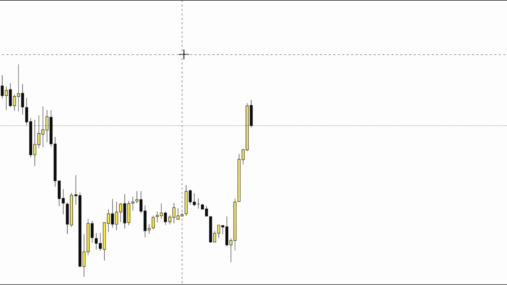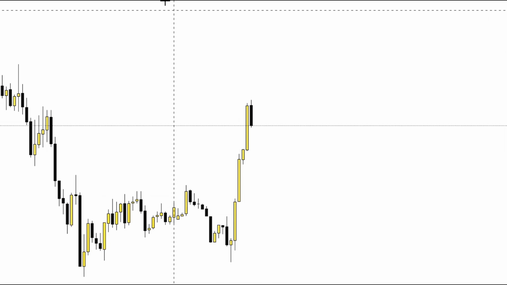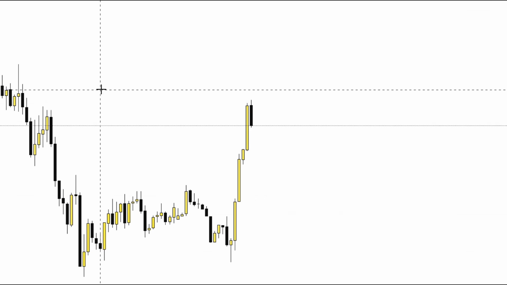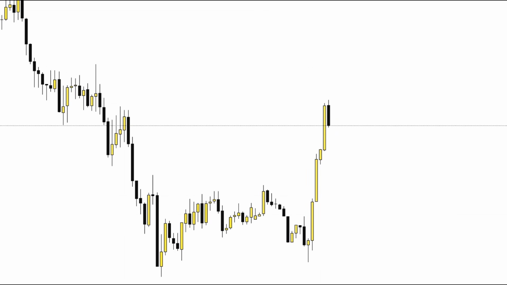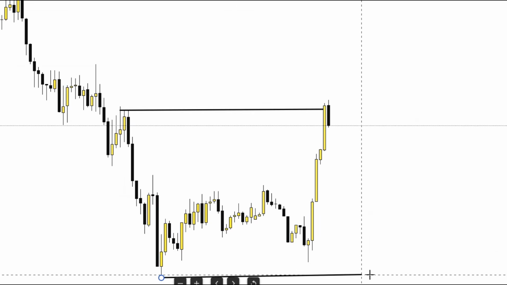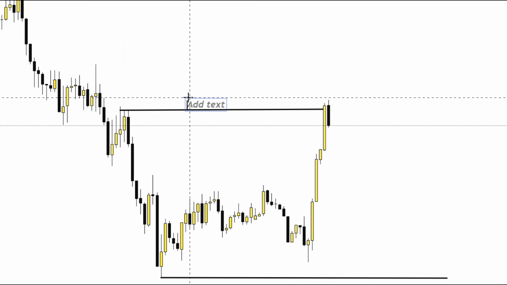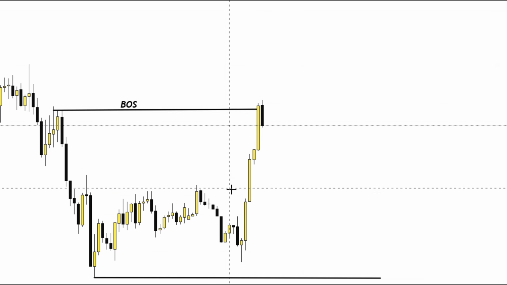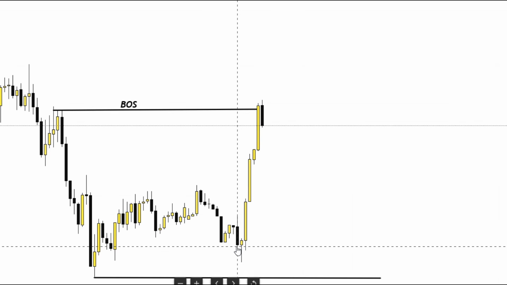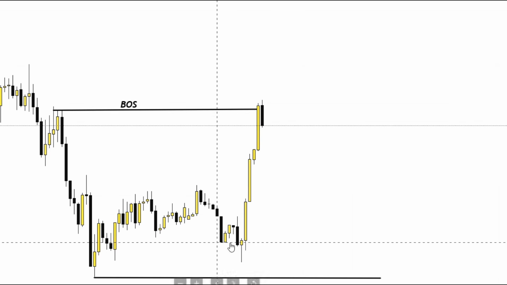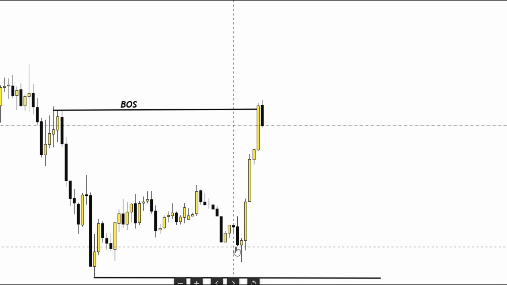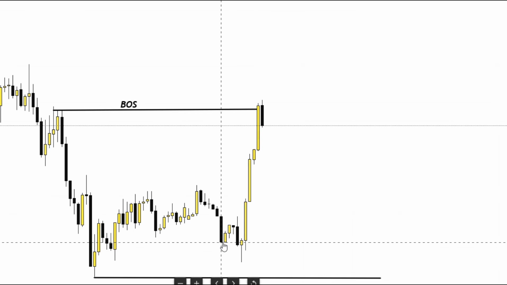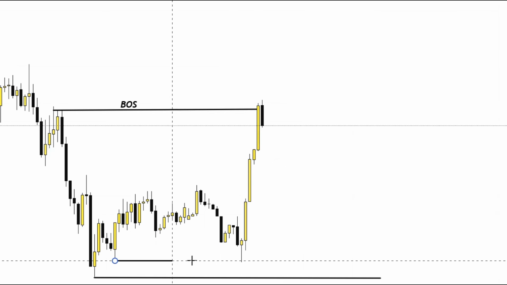So let us look at this last example. When you look at market structure here, you look at this high and you look at the low here. When we look at that, you immediately tell me that this is a break of structure. After seeing this break of structure, there's a sweep of liquidity here. These lows and these lows, there's a sweep of liquidity. Liquidity is always at the lows. So we mark this as a liquidity sweep.